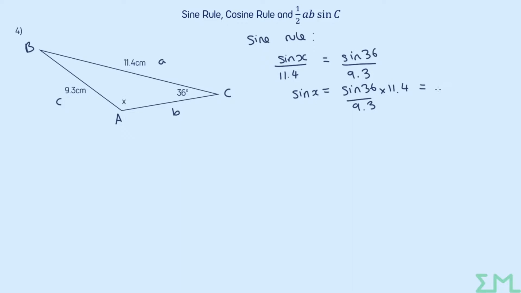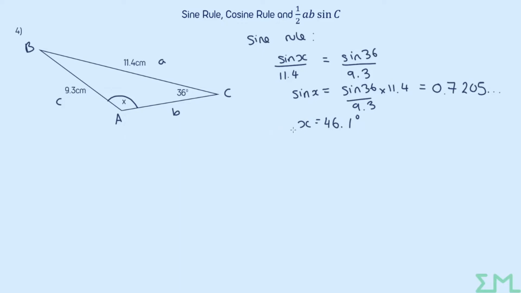Okay, putting that into my calculator, I'll be putting in sine 36 over 9.3 times 11.4, which gives us 0.7205... And if I do inverse sine on that, I get 46.1 degrees to 3 significant figures. Now, if you're paying attention, you're going to notice that this is an acute angle, and if we look in the question, the angle that we're trying to find here is definitely not acute, that is obtuse. So something must be wrong, but we've applied the formula correctly. Everything here looks fine. So why are we not getting an obtuse angle?